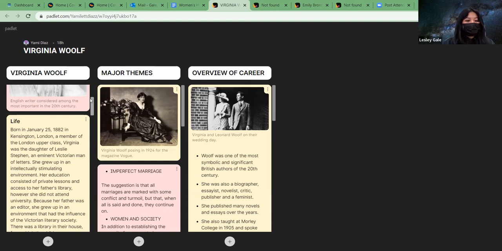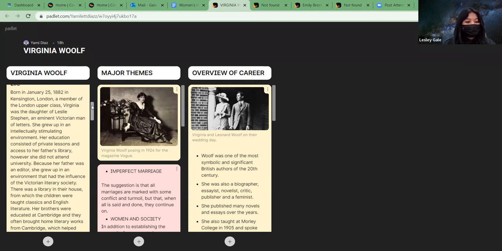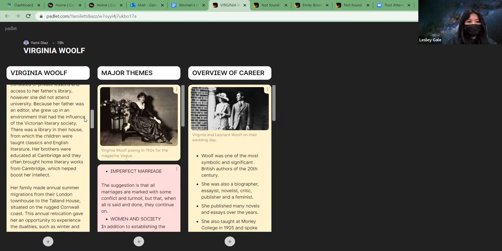She was very well educated. She was part of the London upper class. Her dad was a scholar and he was very educated. He gave her the education she needed and he wanted her to have a very high education. She got private lessons. She had access to her father's library, which was how she began writing, because she was very interested in books and reading and learning from her dad.